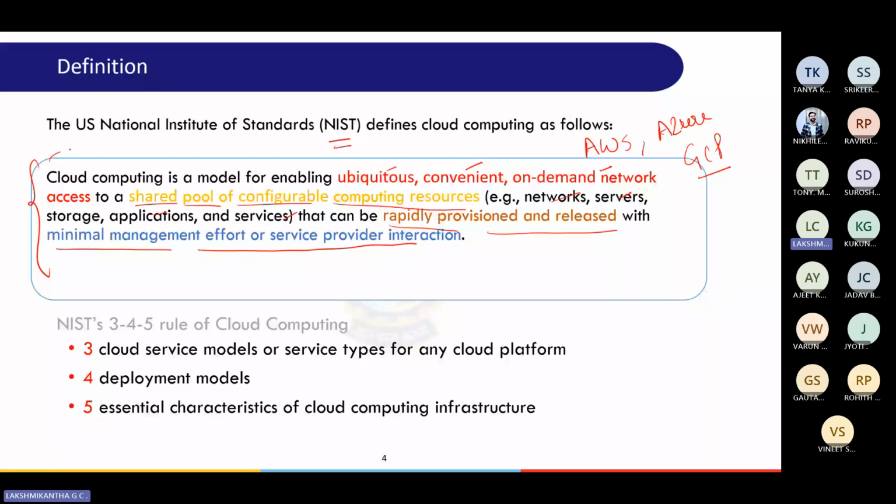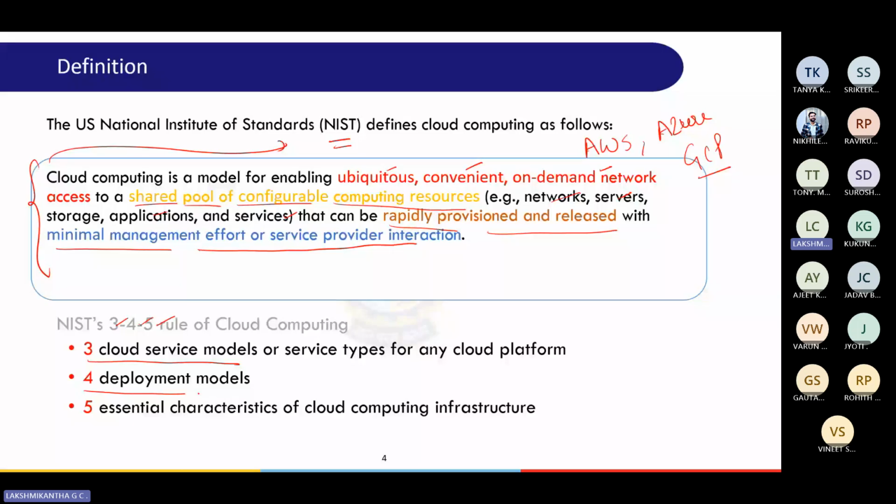This NIST definition leads us straight to what is known as the NIST 3-4-5 rule of cloud computing. Make a note of this framework, guys. It is essential for any cloud interview. Correct? It stands for what, guys? Here we have 3 cloud service models, 4 deployment models, and 5 essential characteristics.